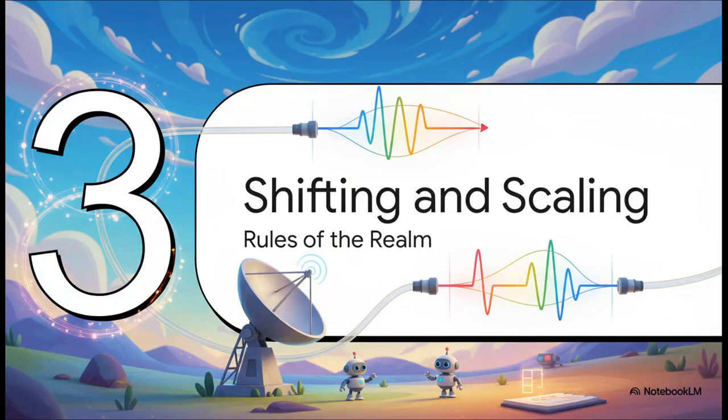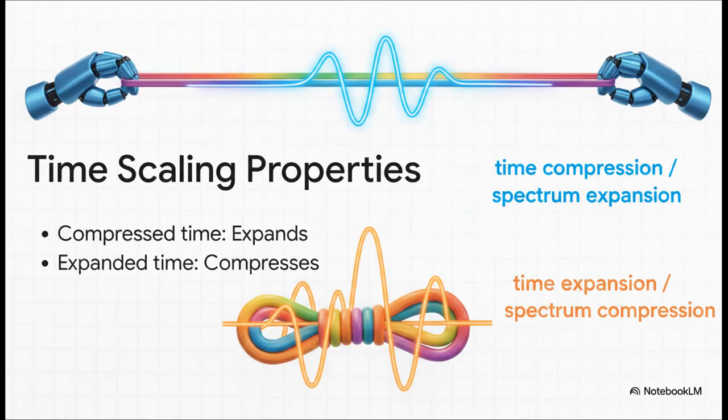All right, that brings us to Section 3, shifting and scaling signals, the rules of the realm. First up here is time scaling. I always like to think of a signal as a thick rubber band. If you compress the signal in time, which means you speed it up so it finishes much faster, you literally have to stretch that rubber band out. And what happens to a rubber band when you stretch it? It gets wider, but it also gets thinner.